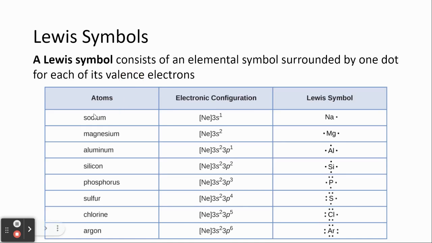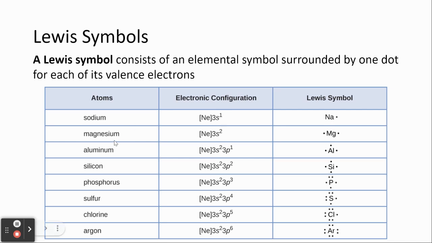So if we were to look at the elements that are in the third period on the periodic table, starting with sodium, sodium has the electron configuration neon 3s1. That means that a sodium atom has one valence electron. If we want to draw the Lewis structure for sodium, we would have our symbol Na and we would have one dot. And again, that dot represents the one valence electron that an atom of sodium has.